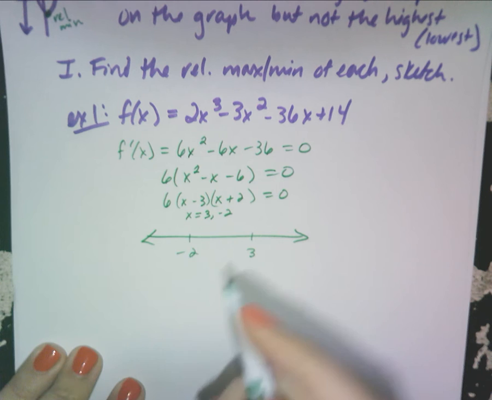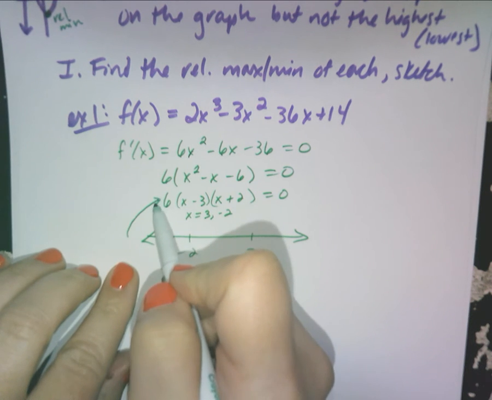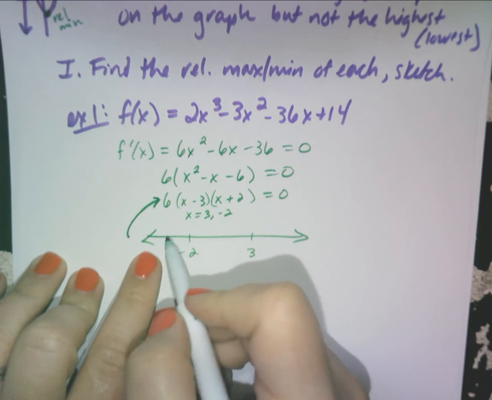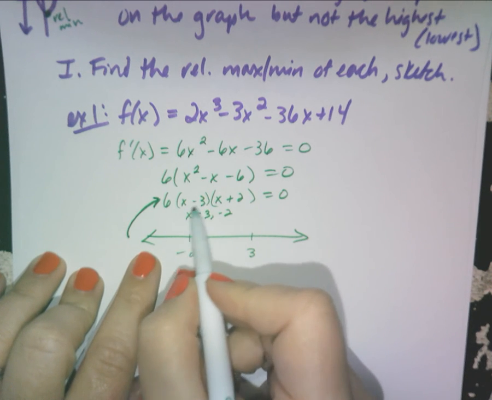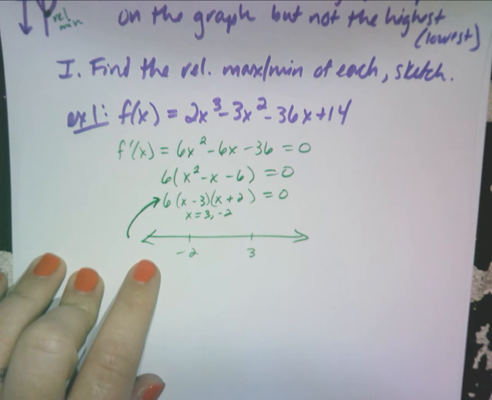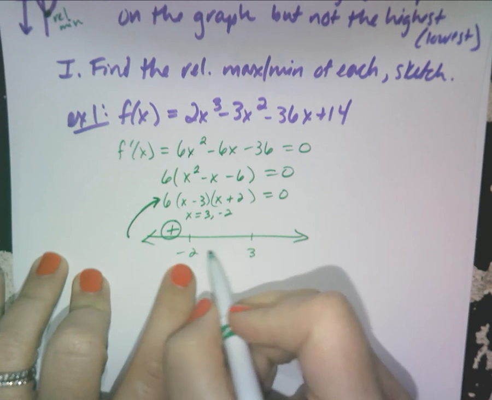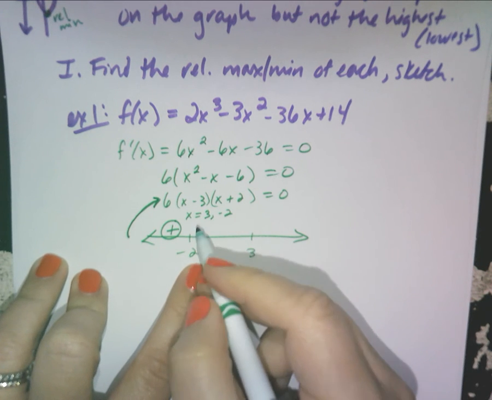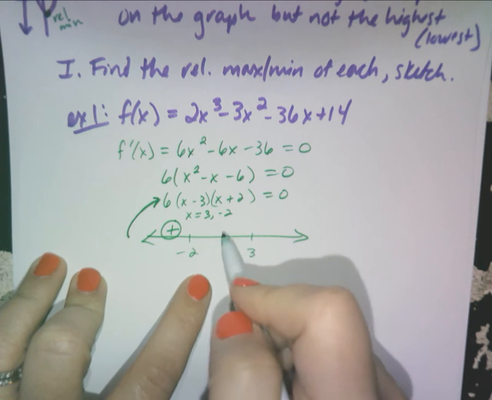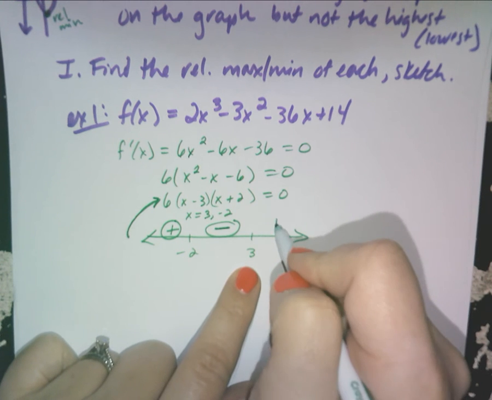You are going to, again, pick a number in this interval. You're going to plug it back into the derivative. And so I'll pick -3. -3 would make this -9. This would still make it negative, but two negatives multiplied together make a positive. So it's increasing. Pick a number in this interval. I'll pick 0. 0 minus 3 is negative. It's positive. Negative times positive is negative. Pick 4. Positive, positive, positive.